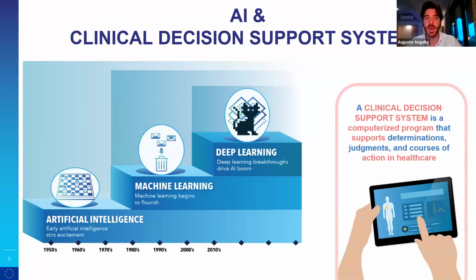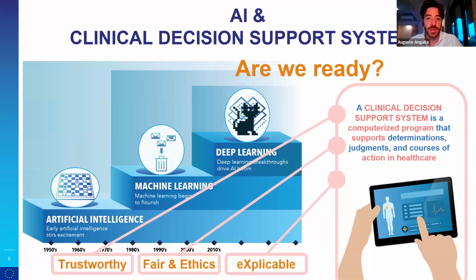For example, we can think about taking a predictive model from deep learning or any other type of machine learning and implementing it into what is called a clinical decision support system, which is basically a computerized program, a software that will support the diagnosis, determinations, and treatment decisions in healthcare. But are we ready for that?